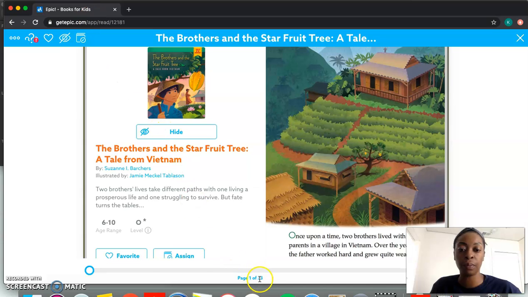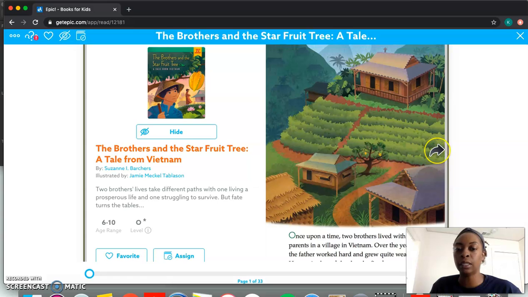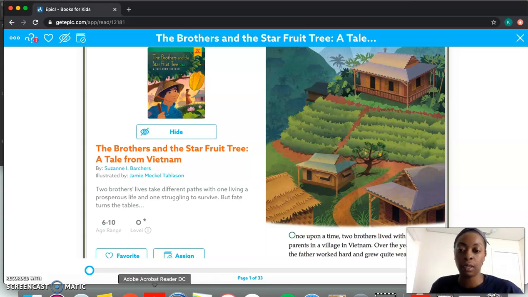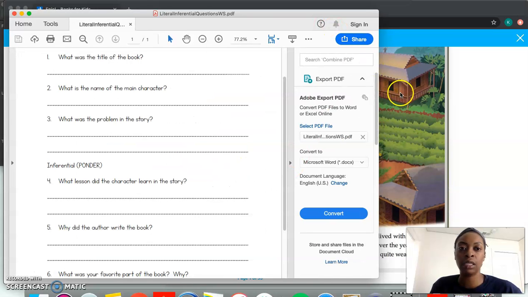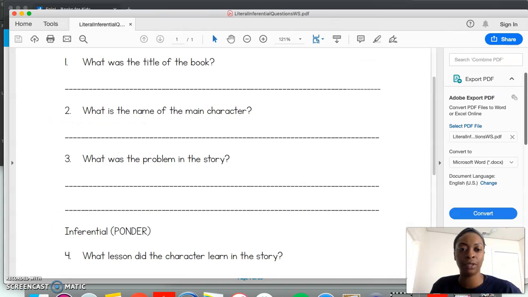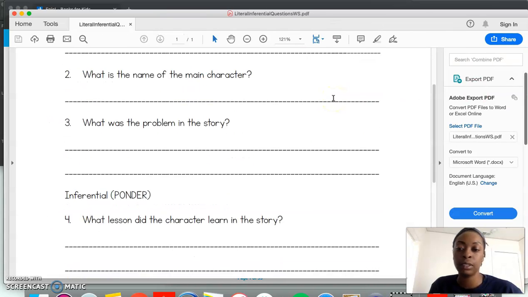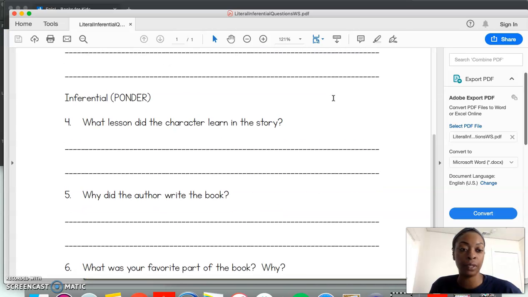There are 33 pages in the book, but the book isn't 33 pages of story. Some of it has vocabulary in the back that would be great for you to review to build your vocabulary. But you're reading the story, and then you're answering this sheet that has 6 questions on it. You have 3 literal questions and 3 inferential questions.